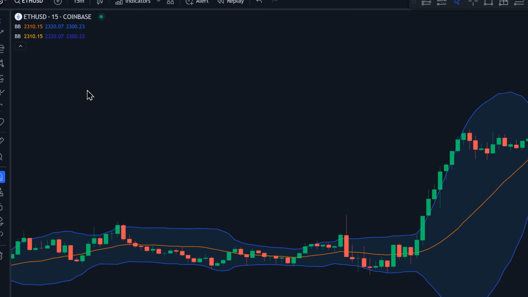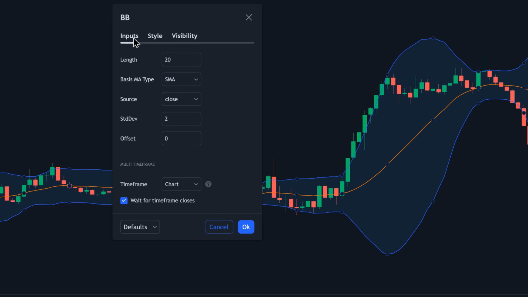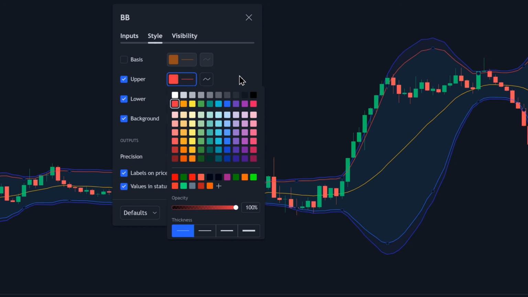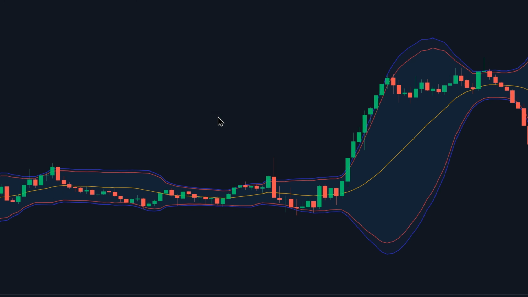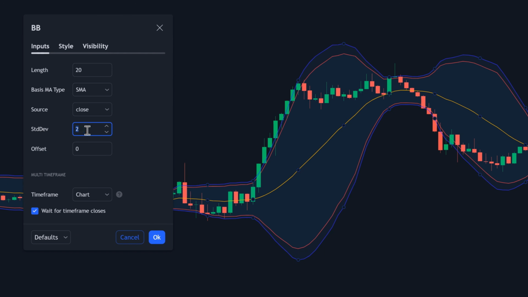Now, the next thing that we need to do is to change the settings. So access the settings of the first Bollinger Band indicator. Then you want to change the standard deviation value to 1.75. Then head over to the Style tab, and then here you want to disable the basis and change the color of the upper and lower bands to red. After that, click OK. For the second Bollinger Band indicator, we're going to change the standard deviation value to 3. After that, we don't need to change anything else, so click OK.